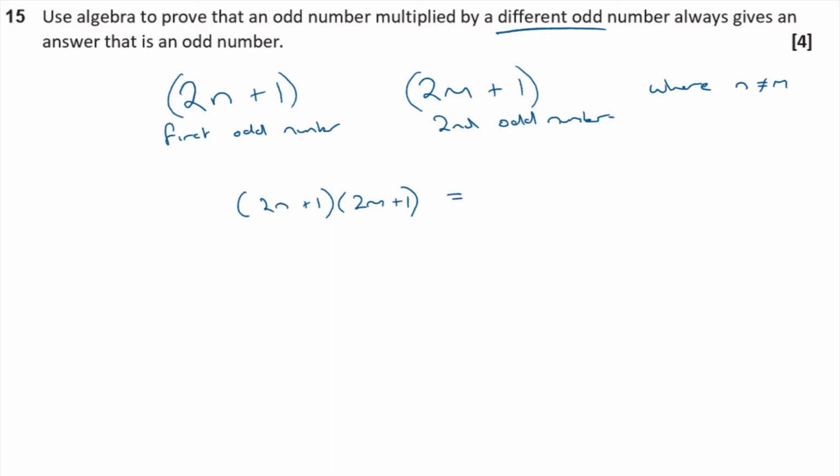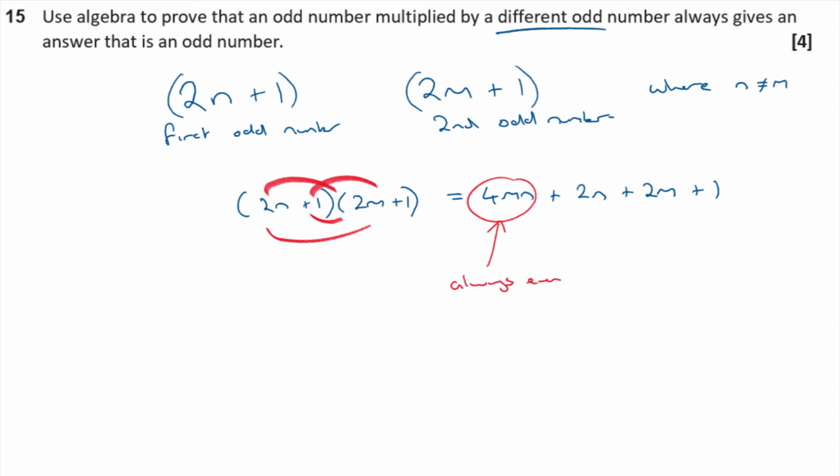So again, we're going to do FOIL on this, this times this, this times this, this times this. That is going to give you 4mn plus 2n plus 2m plus 1. Okay, now how can I show that that's always an odd number? Well, I can say, well, this part here is always even, because we've doubled it, we've times it by 4. This one is always even.